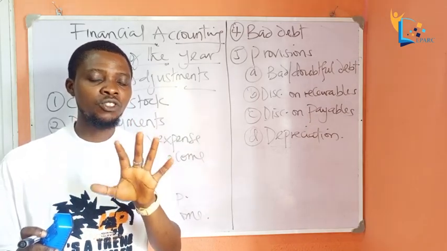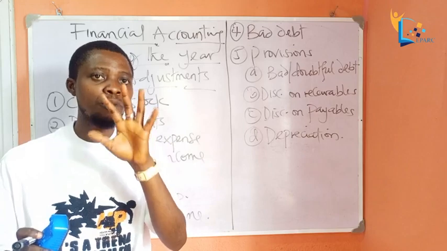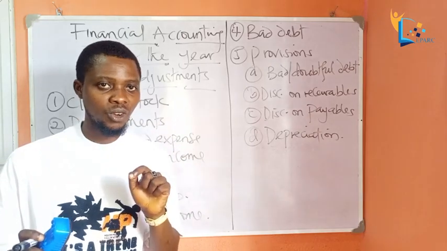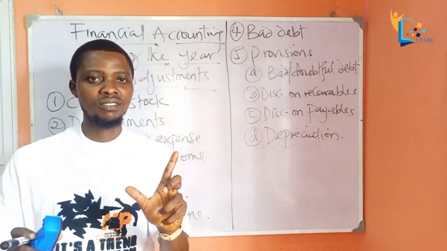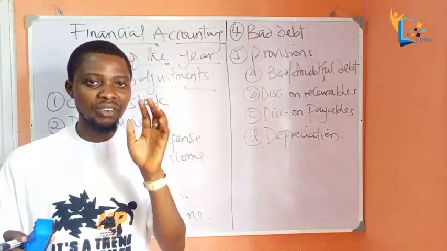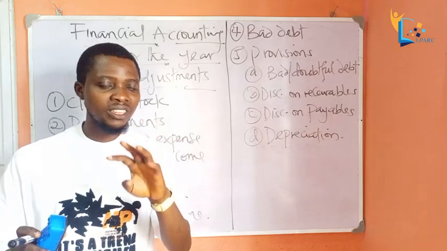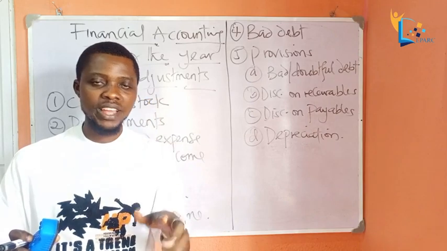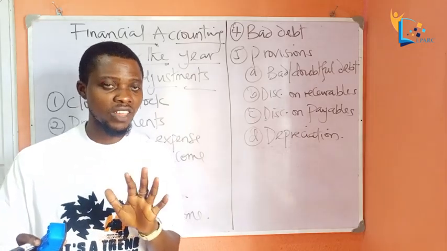Before now, we used to call it the trading, profit or loss account. That's the old name. Then the financial position used to be called the balance sheet. But now, the International Financial Reporting Standard has upgraded so many things. So what we call it now is the statement of profit or loss and comprehensive income, and the balance sheet is known as the financial position. Are we together?